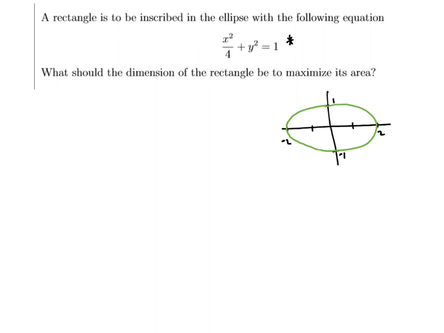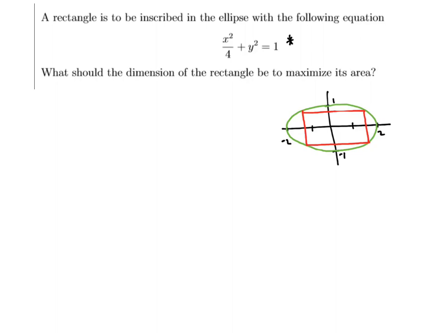All right, and what we want to do is inscribe a rectangle, and that just means when we draw the rectangle, the vertices are going to be touching the ellipse. So we want to draw some rectangle so that the rectangle is going to have its biggest possible area while still being inscribed in this ellipse.